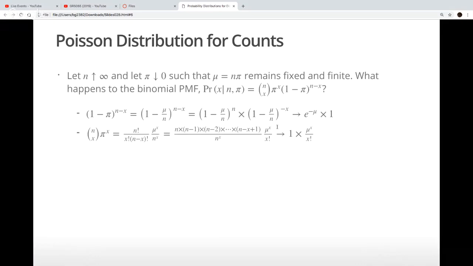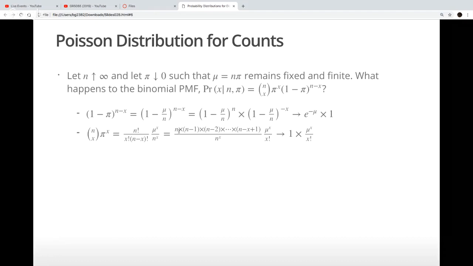Then the other piece, n choose x times pi to the x. Well, we can substitute mu divided by n for pi, because that remains fixed. And then we can take the n to the x, move it over there, take the x factorial, move it over here. So we just have to deal with the n factorial divided by (n minus x) factorial. And so n factorial is like n times n minus 1 times n minus 2, etc. And then it gets to n minus x, and then n minus x minus 1, n minus x minus 2. So the (n minus x) factorial is going to cancel with most of the terms in the n factorial.